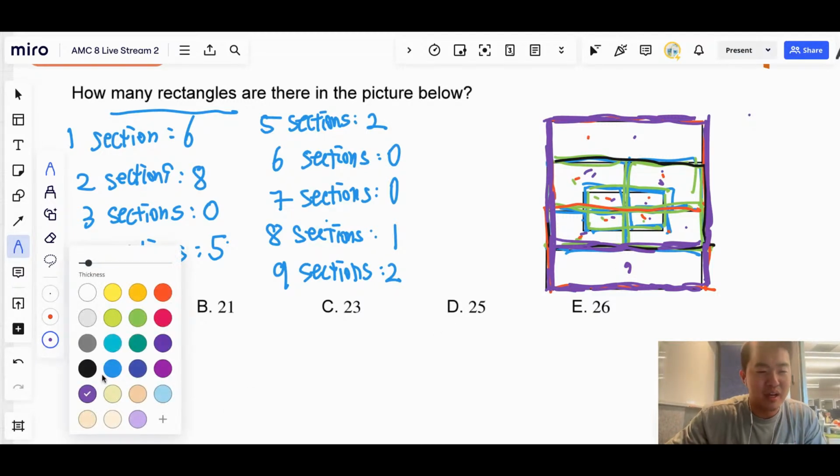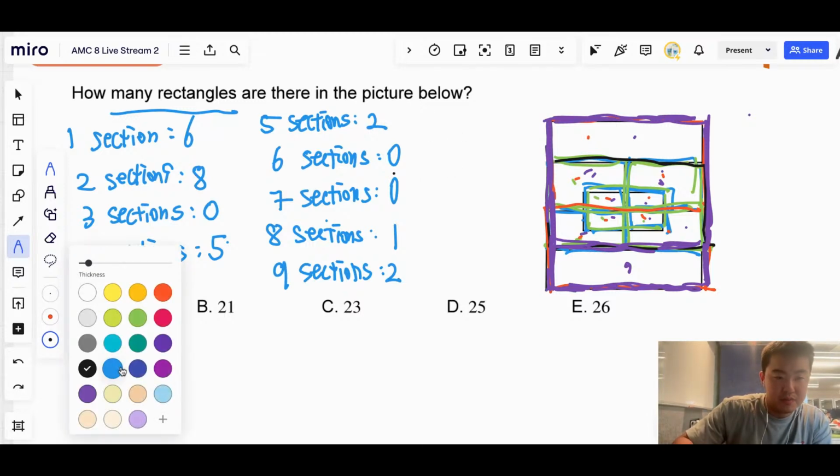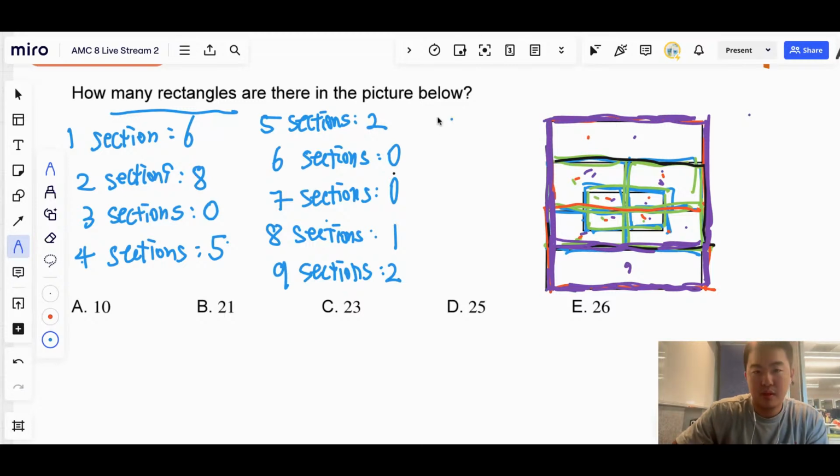And finally, do we have any 10 section rectangles in this figure? I use a different color. So let me get back to blue. 10 sections. There should be one, only one. What is the one? It's the entire figure, right?